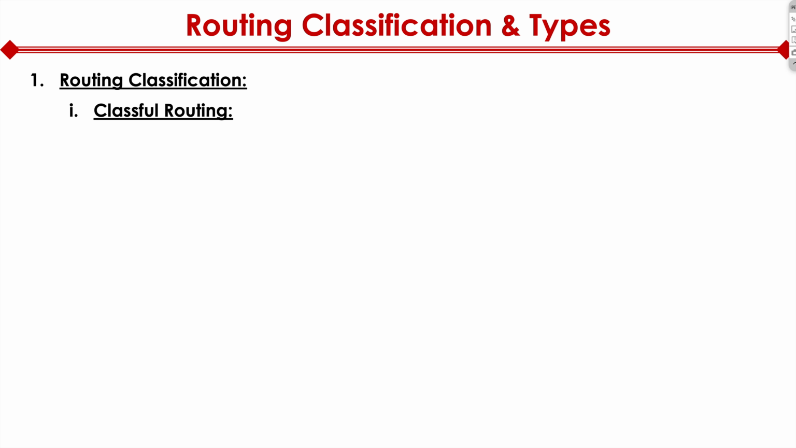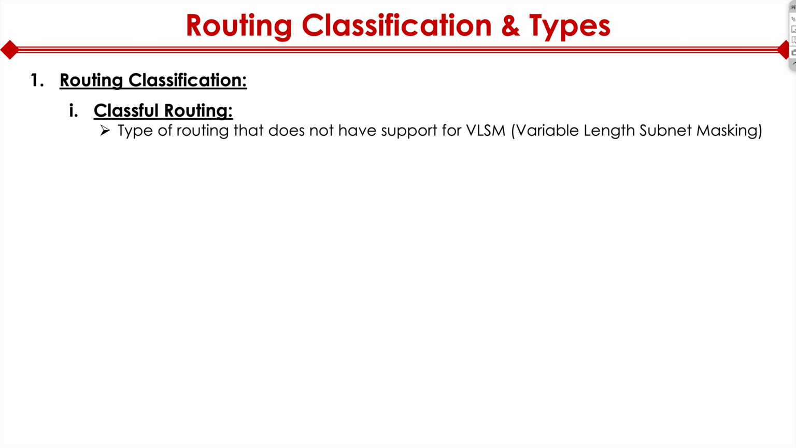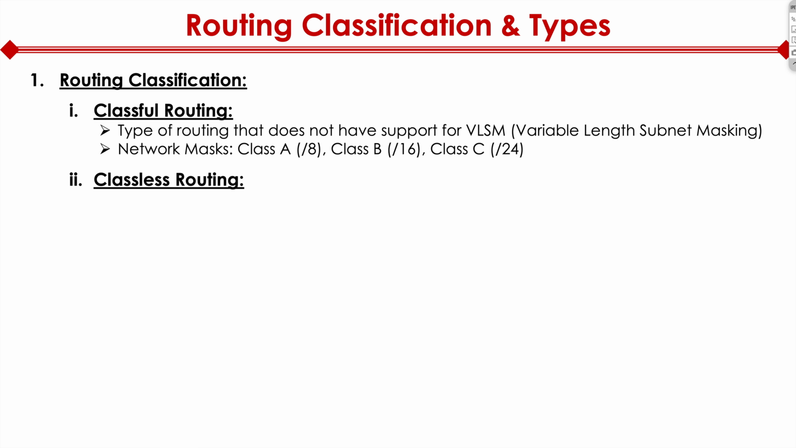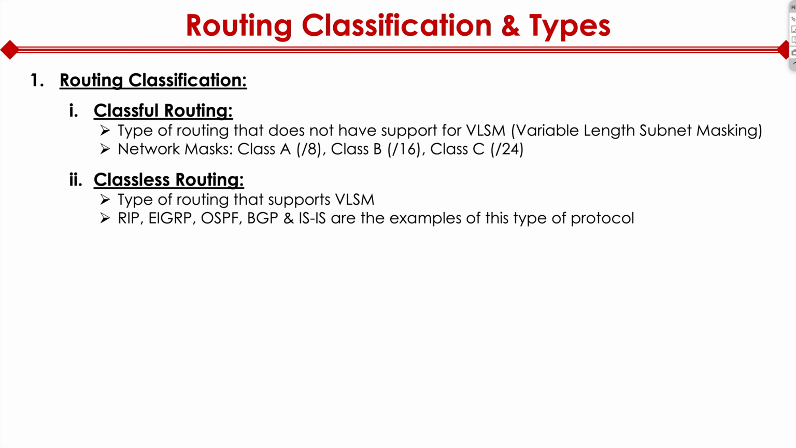Now let's quickly take a look at routing classification and types. There are two routing classifications: classful routing, a type of routing that does not have support for VLSM. This is the old school, like class A, B, C. Watch my previous video to learn more about these classes. Classless routing, on the other hand, supports VLSM, which stands for Variable Length Subnet Masking. And the examples are RIP, EIGRP, OSPF, BGP, and ISIS.